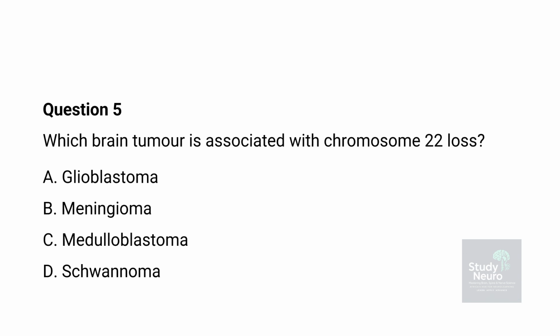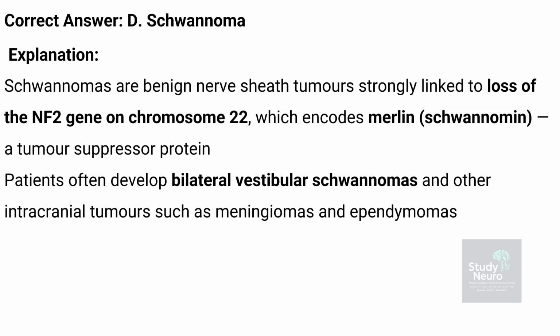Question 5. Which brain tumor is associated with chromosome 22 loss? A. Glioblastoma. B. Meningioma. C. Medulloblastoma. D. Schwannoma. The correct answer is Schwannoma.